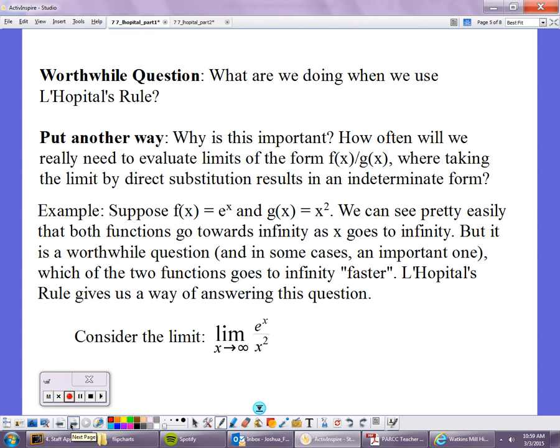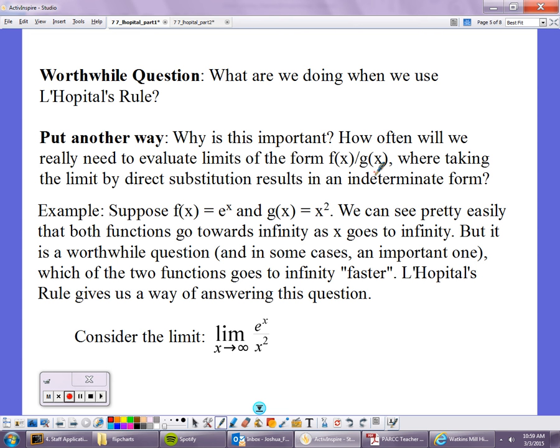Here's a question: what are we doing when we use L'Hopital's rule? This is a worthwhile question. To put it another way, why is this important? You might think, how often are we really going to need to evaluate limits of this form, f of x over g of x, where we can't do it by direct substitution? Here's an example, and this is one of the important ways that we use L'Hopital as we go on.